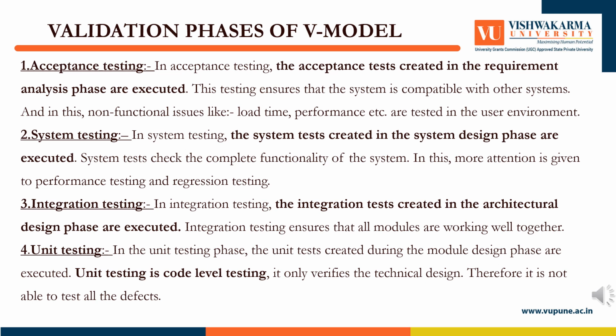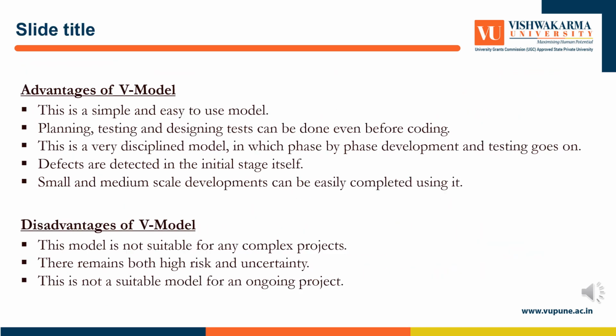After that, unit testing. In the unit testing phase, the unit tests created during the module design phase are executed. As we see in the verification phases, there is a module design phase. In that, small units are built, and in this validation phase, the unit testing of those modules will be executed. So this is all about the verification and validation phases of V model. After that, some pros and cons, that is advantages and disadvantages of V model.